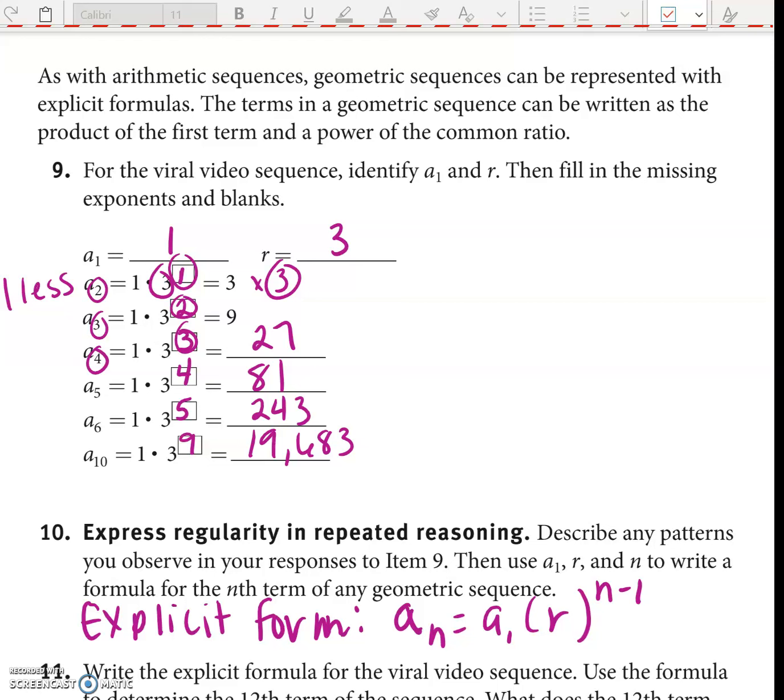Now it also wants us to find the 12th term of the sequence. So what that means is n equals 12. So I just say a sub 12 equals 1 times 3 to the 12 minus 1. All you're doing is everywhere you see an n, you're plugging in that value they tell you, which is 12. And what that gives you is 177,147. So that's what the 12th term would be. a sub 12 equals 177,147.